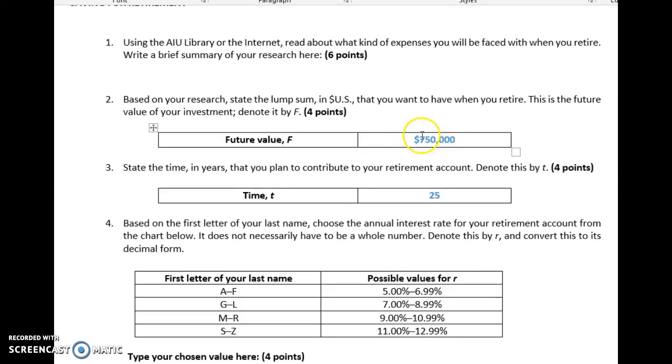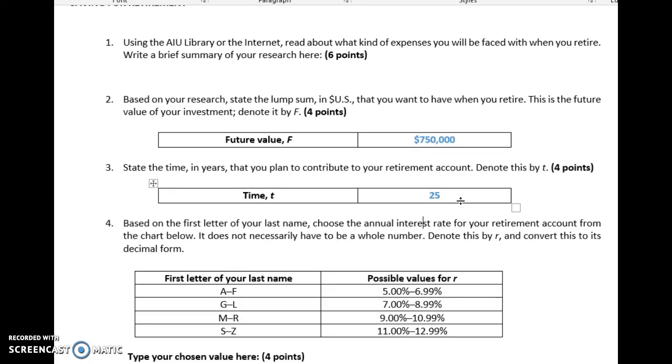And you would put that here. I've just made up a value here, but you would put in something based off of your research. And then, how many years do you plan to contribute to your retirement account? If you plan to retire in 30 years, you would write 30. If you're going to retire in 25 years, you would write 25, and so on. So how many more years are you going to work and contribute to your retirement account along the way?